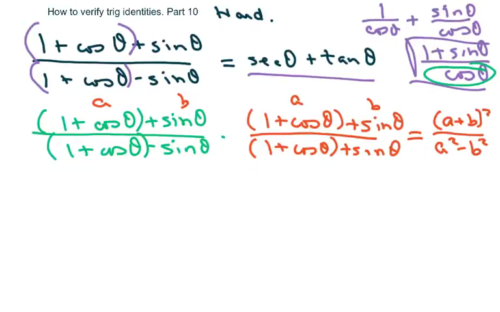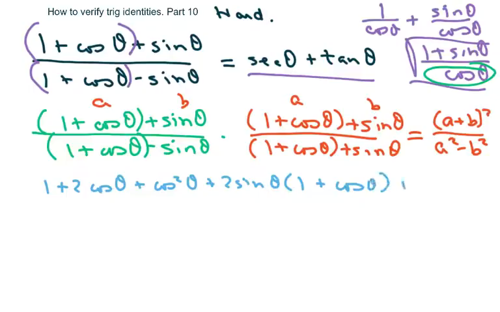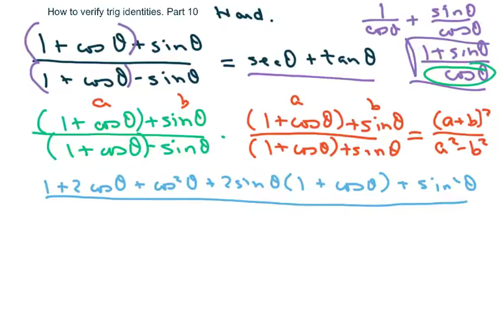So taking care of the numerator, which is the hard part, we're going to FOIL it out, and you get 1 plus 2 cosine of theta plus cosine squared of theta plus 2 sine theta times 1, this is your AB part, 1 plus cosine of theta plus sine squared of theta. Alright, and the denominator is going to be 1 plus 2 cosine of theta plus cosine squared of theta minus sine squared of theta.